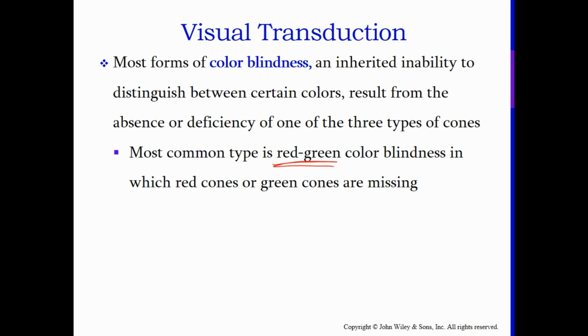This doesn't mean that anything that's red or green is invisible to that individual. This simply means that they can't distinguish between red or green. And to them, anything that's red or green to someone with normal vision appears to be about the same color. And as best as I can tell, it's kind of a brownish color. Red and green are just brown to them.